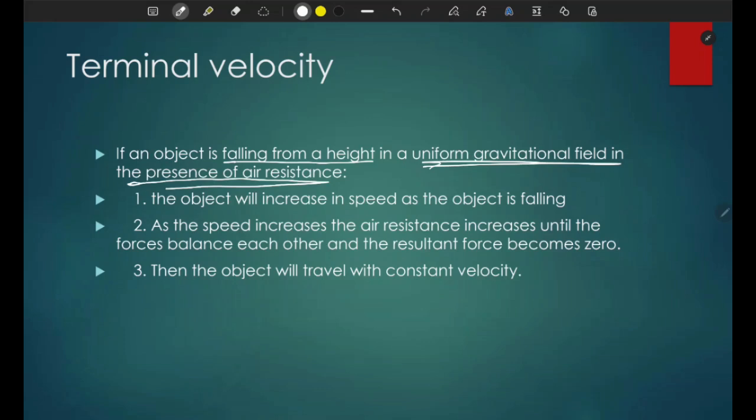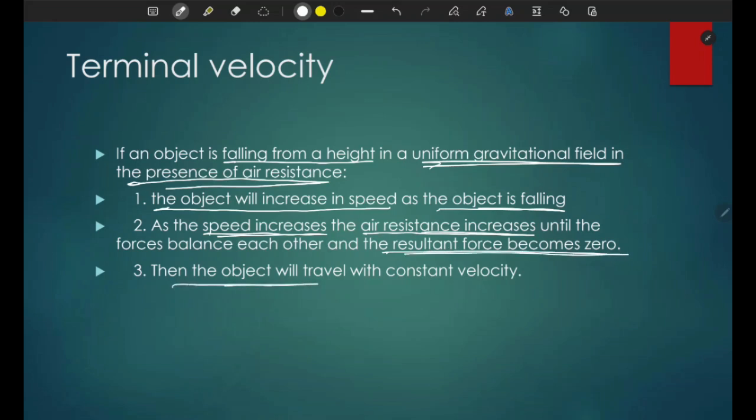So firstly, the object will increase in speed as the object is falling. Okay, and the next one is as the speed increases, the air resistance also increases. So after a while, the two forces balance each other. So the downward force and the resistive force, which is upwards in this case, the air resistance, balance each other until the resultant force becomes zero. Then the object will travel with a constant velocity. So if the resultant force is zero, that means the object is going to have a constant velocity.